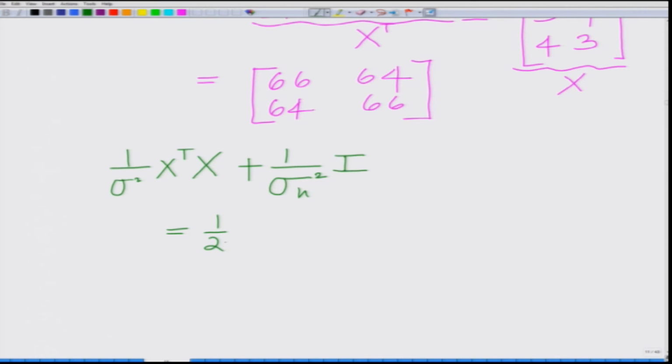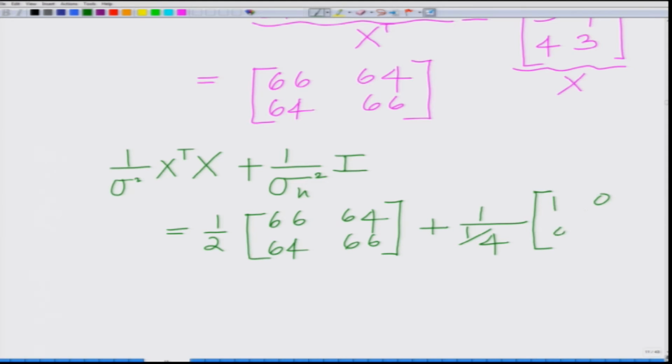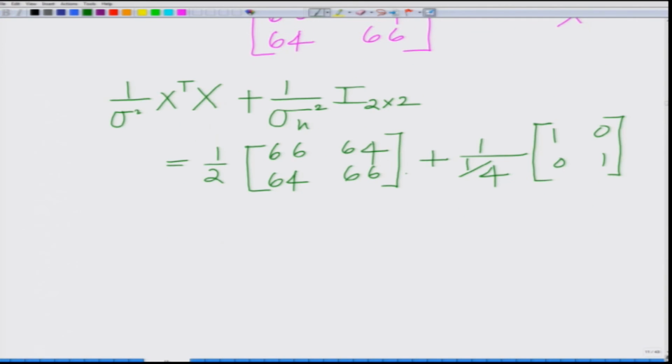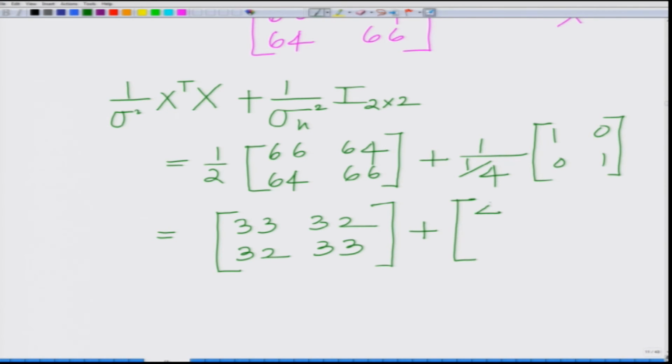This becomes half of 66 64 into 64 66 plus 1 over sigma h square. Sigma h square is 1 by 4, so 1 over 1 by 4 times identity 1 0 0 1. Of course, this is the 2 cross 2 identity matrix, that is the m cross m identity matrix, which will be equal to, now you can compute this thing, this will be 33, 32, 32, 33, half of x transpose x plus 1 over 1 by 4 times identity matrix, which is 4 0 0 4.